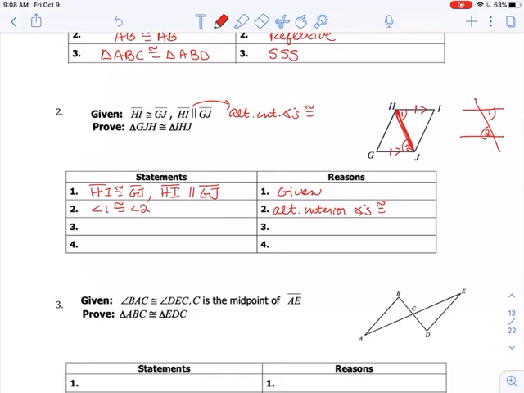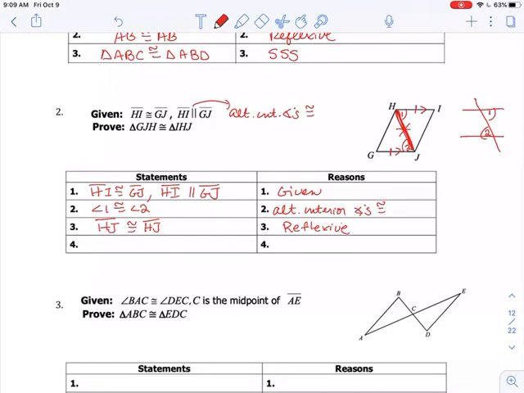All right, and notice in my proof, HJ is in both triangles. So HJ right here is a shared side. I put an X on it, and for any shared side, I say that side is congruent to itself. So HJ is congruent to itself. The reason is reflexive property. Think about it. When you look in the mirror, you see your reflection, you see yourself.